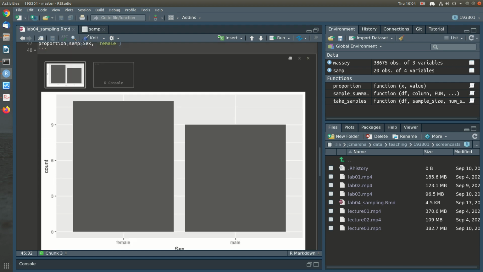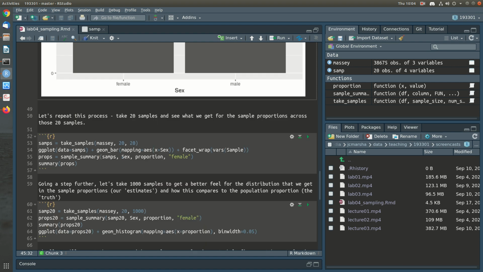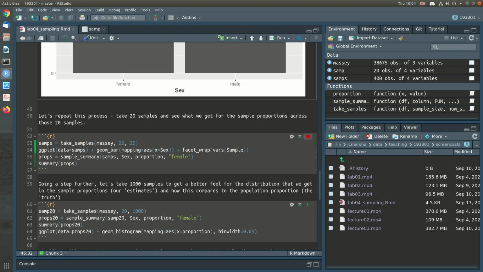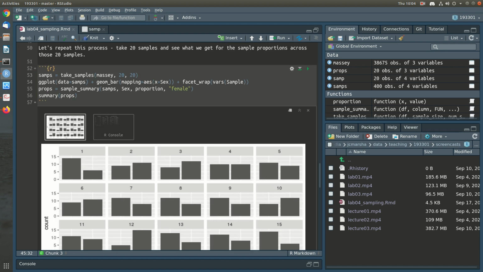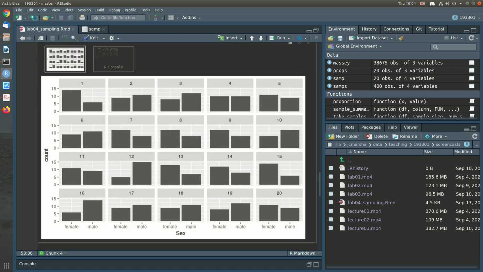So the next code block here is just repeating that process 20 times automatically, just so that we can compare the samples all at once. If we run that, we're going to take 20 samples of size 20. That's the size and that's the number of samples we're taking. Here are our 20 samples, and we've plotted the proportion in each of them.